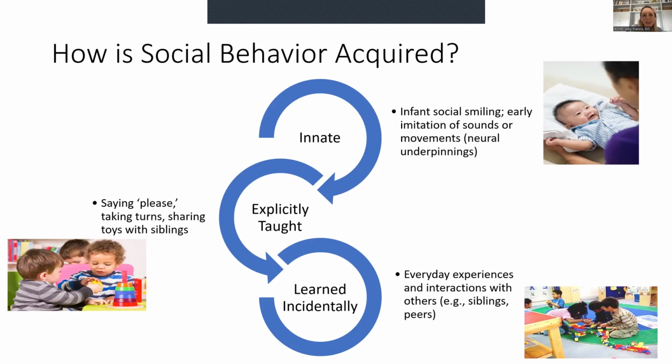So how is social behavior acquired? Many skills are innate, we're born with them, like infant social smiling and early imitations of sounds or movements. There are certainly neurological underpinnings. Newborns have a visual preference for facial features and for biological movement. Some social behavior is explicitly taught. Many of us will teach our children to say please, to take turns during play or share with our siblings. And other times it's incidentally learned, just through everyday experiences, such as with other classmates or peers. Go ahead, Lindsay.